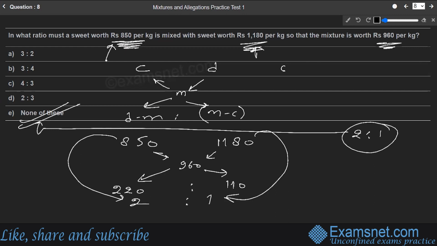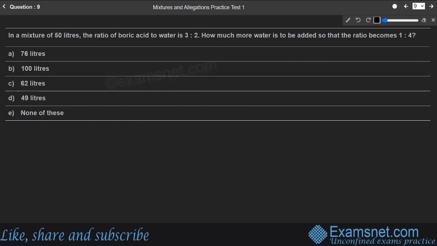Okay, now, in a mixture of 50 liters, the ratio of boric acid to water is 3 is to 2. How much more water is to be added so that the ratio becomes 1 is to 4? That is the question given to us. So let us distribute that particular 50 liters. 50 liters is to be distributed in the ratio 3 is to 2 first, where 3 should be the acid part and 2 should be the water part.